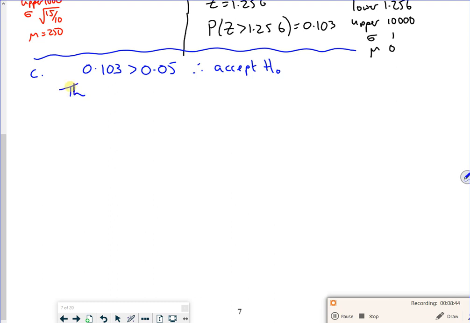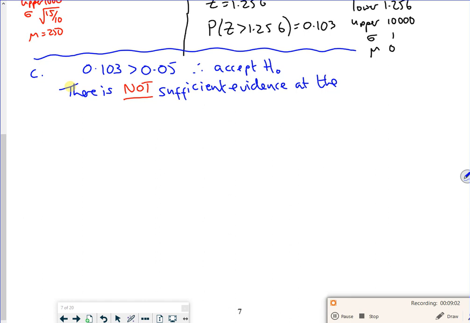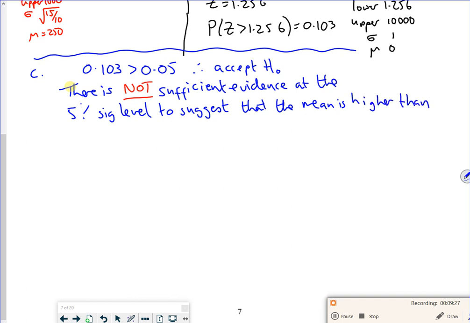So the only difference now is there is not sufficient evidence or significant evidence at the 5% significance level to suggest... And then I just want to say what it is. So what were we checking? That the mean is higher than stated. So that's that. The mean is higher than stated.